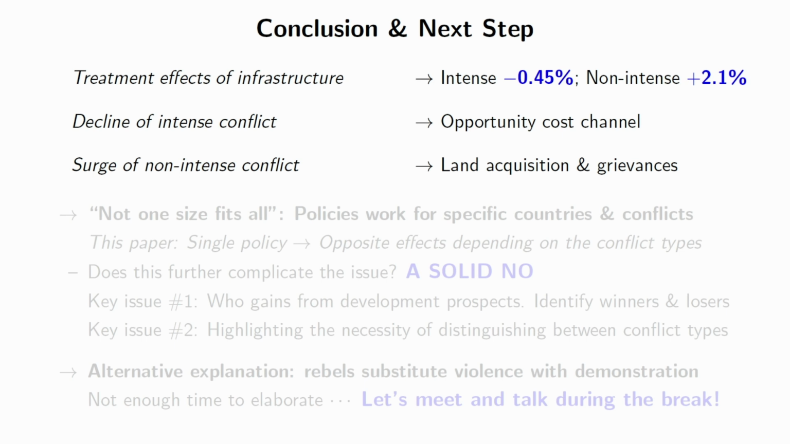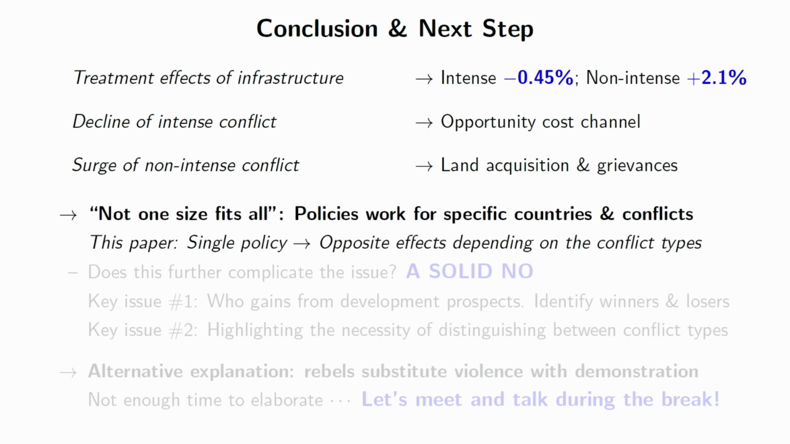And to quickly conclude, we find the treatment effect of infrastructure is multifaceted, which decreases intense conflict by roughly 0.545%, but increases non-intense demonstrations. We interpret our finding as the opportunity cost channel dominating the decline of intense conflict, and the land acquisition issues driving the surge of non-intense conflict.